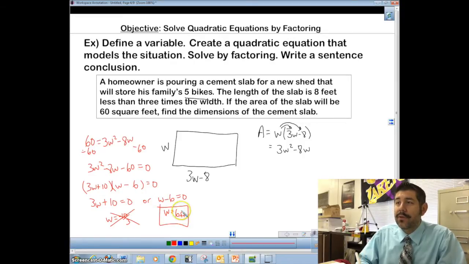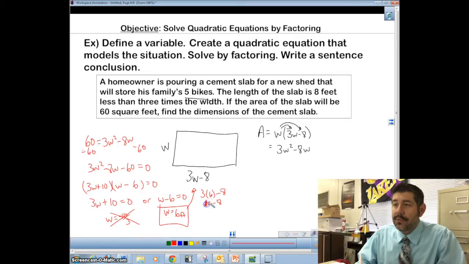Okay, that's our width. Now it says find the dimensions. So if the width is 6 feet, we plug 6 in here and get 3 times 6 minus 8, which is, oh wait, not 24, it's 18 minus 8, which is 10. So our length is 10 feet and our width is 6 feet, right?